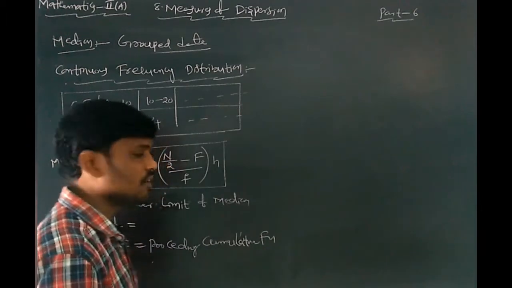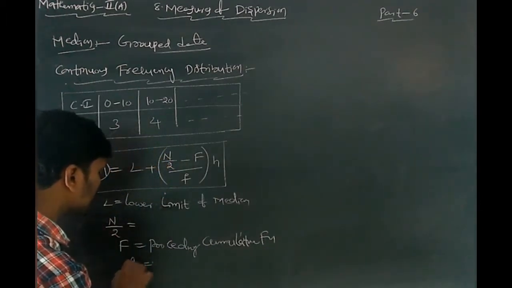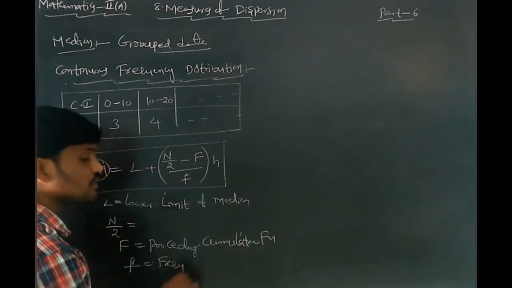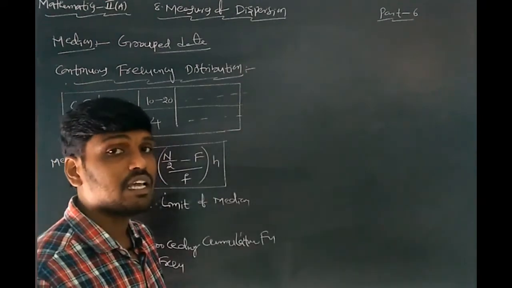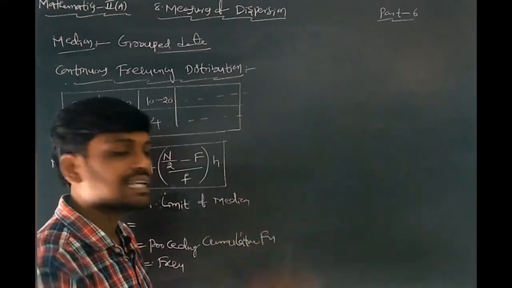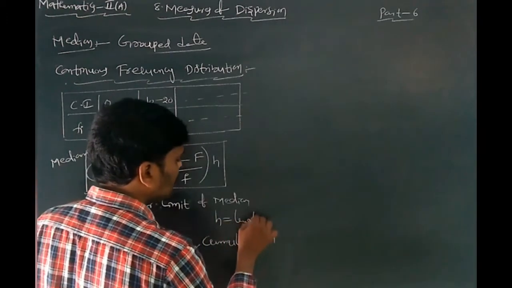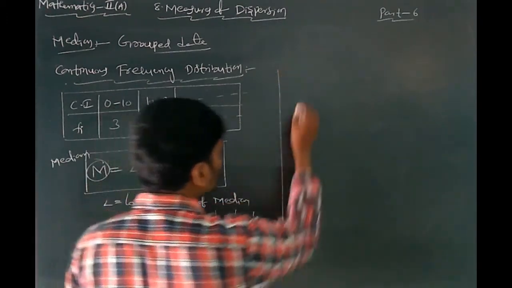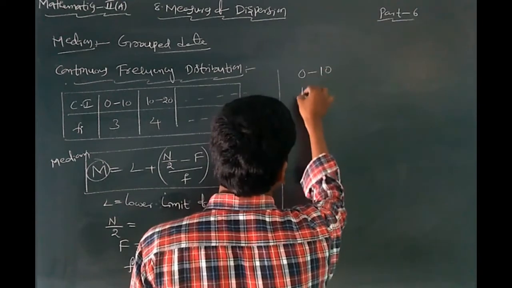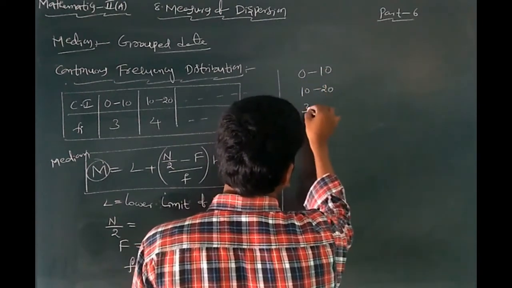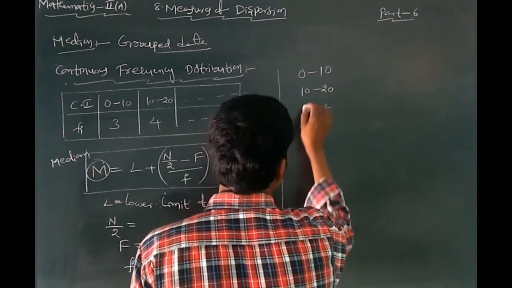Nothing but CF. Here F is small f, the frequency of the observation, the frequency of the given median interval. H is the length of the class interval. Suppose we have to take some example: 0 to 10, 10 to 20, 20 to 30.